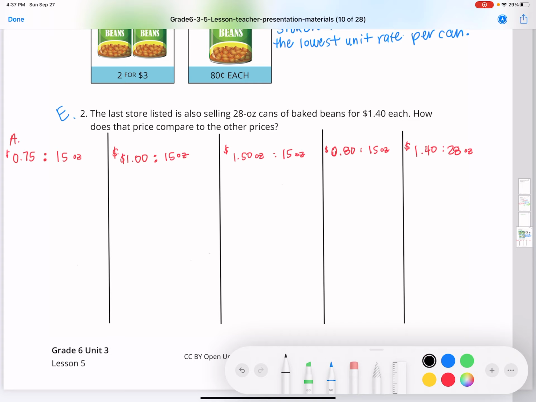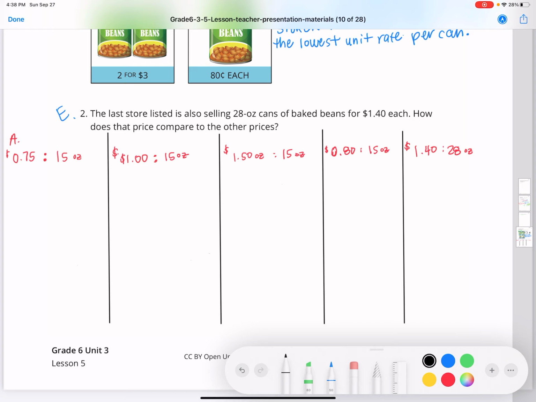It says the last store listed is also selling 28-ounce cans of baked beans for $1.40 each. How does the price compare to the other prices? So we're no longer comparing prices to the quantity of cans. We're now looking at the ounces, okay?